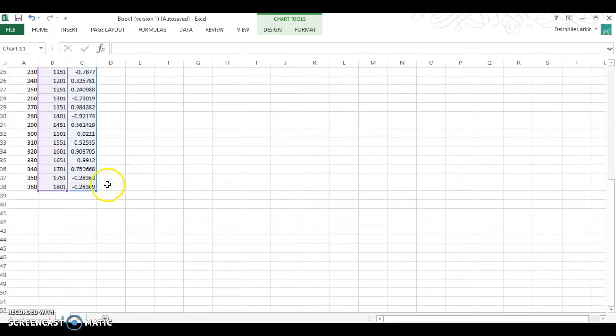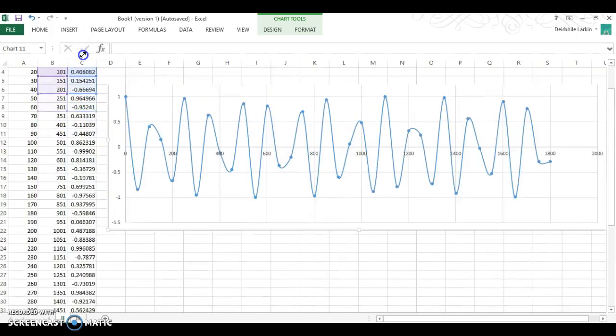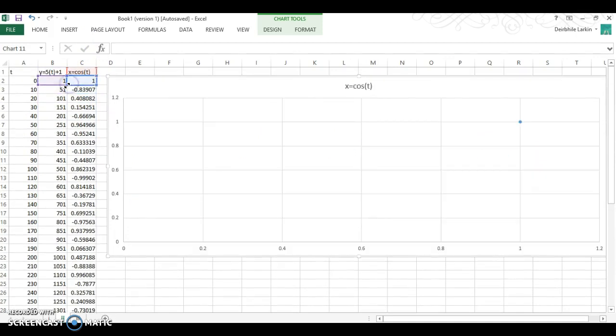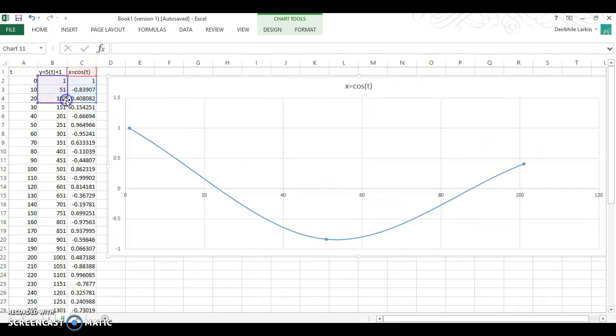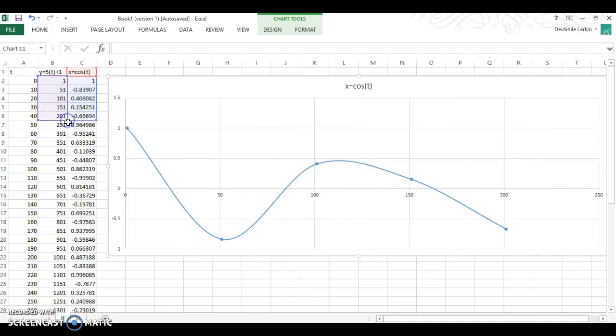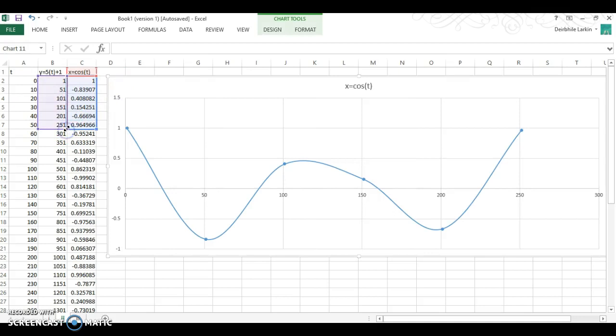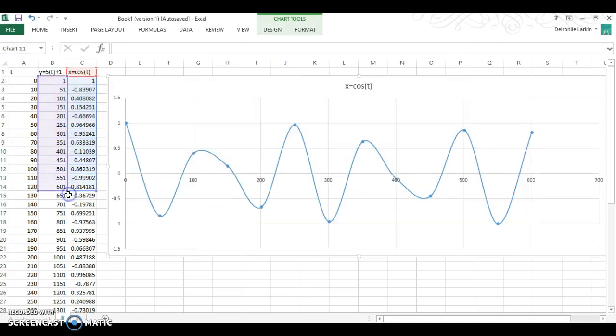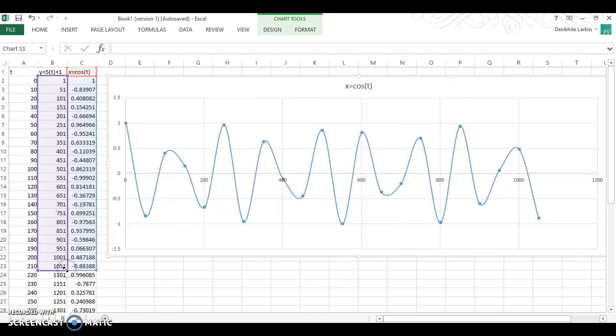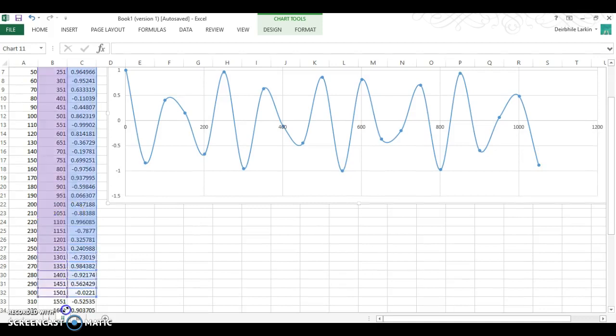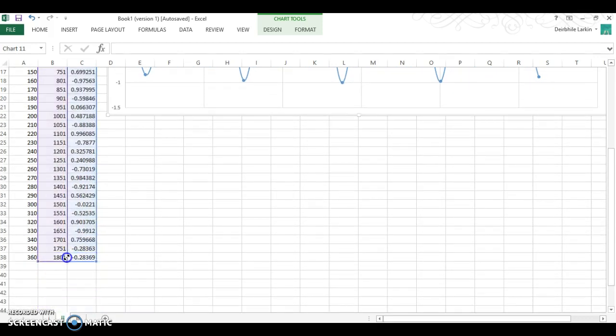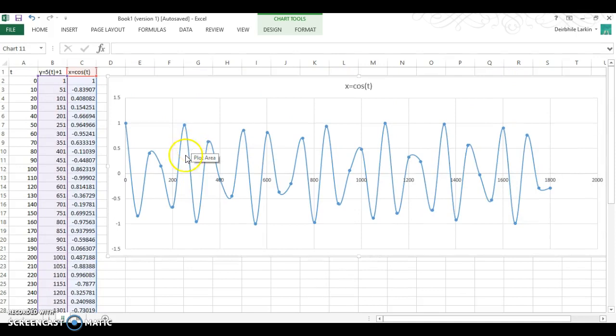If I move this, we can see the progression of it. As you can see, it's forming a wave, and if I just keep going, it gets longer and longer until it gets to 360.